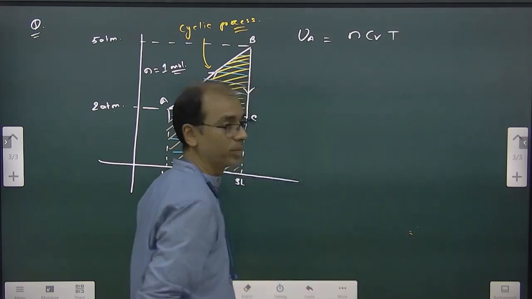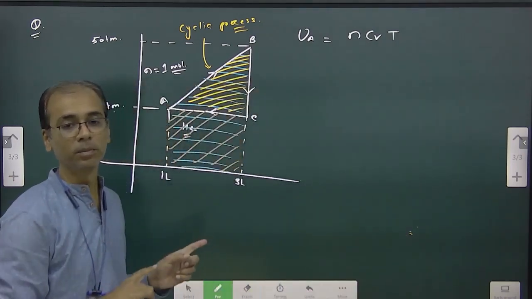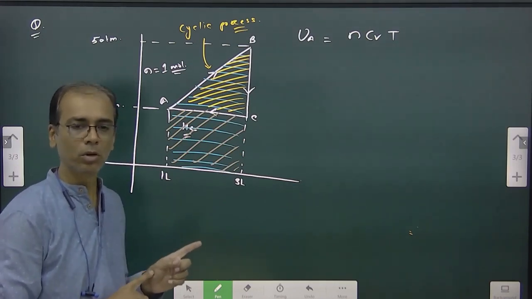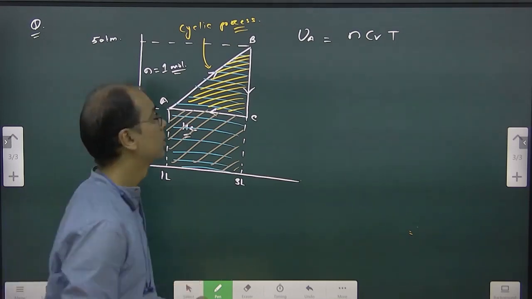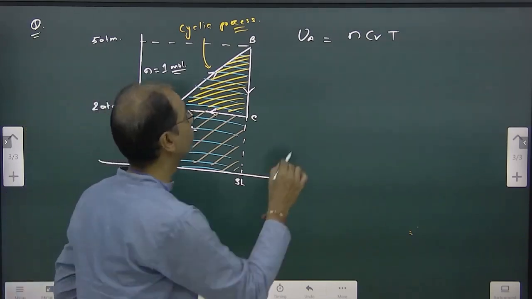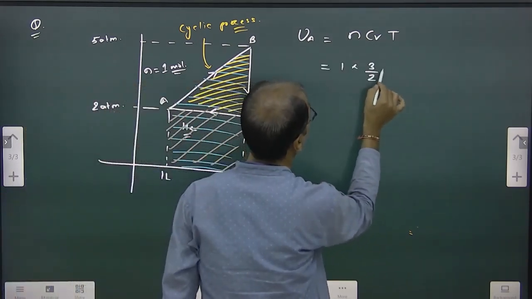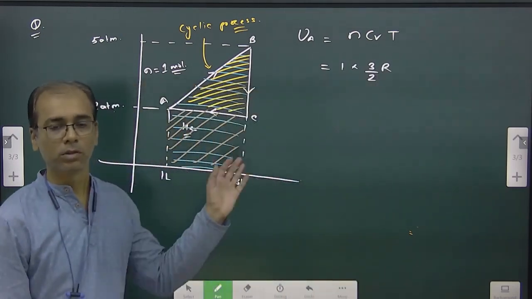Because CV is F by 2 R. F is what? Degree of freedom. Which gas we took? Helium. Monoatomic gas. Helium is a monoatomic gas. Monoatomic gas means what is the degree of freedom? 3. And the number of moles we have taken is 1. So number of moles we'll write 1. This is 3 by 2 R. F by 2 R. F is 3. So 3 by 2 R.